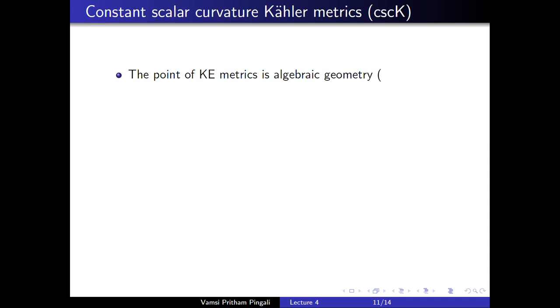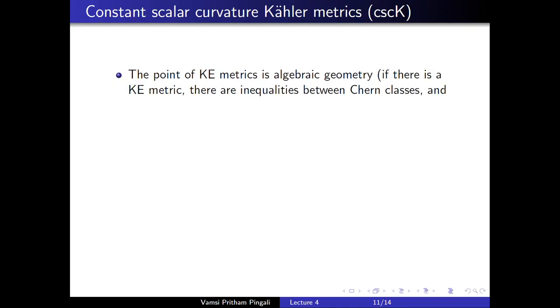The Kahler-Einstein metrics, it's a little harder for me to convince you why you should care about them, because you need some more prerequisites for that. The point is, if there is a Kahler-Einstein metric, there are inequalities between Chern classes. We saw the first Chern class of a manifold, right? Akin to that, there are higher Chern classes too. They can also be computed using algebraic geometry. And if there is a Kahler-Einstein metric, there are inequalities between the first and second Chern classes.